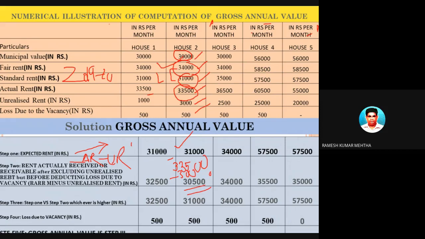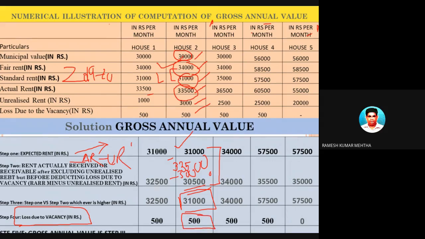Number three step, 31,000 versus 30,500, whichever is highest. So obviously it is 31,000, which is highest. So step number three is completed. Step number four is what is the vacancy loss during the financial year 2019-20 because of the house remaining vacant for a certain period of time.